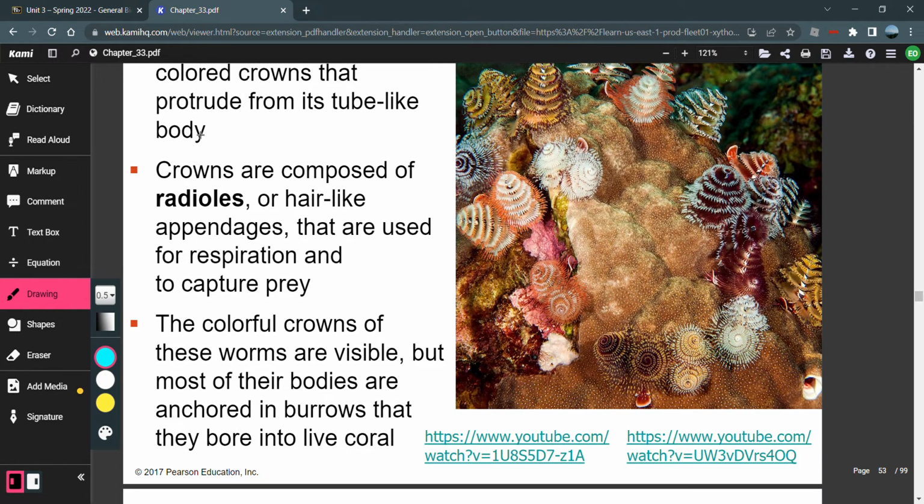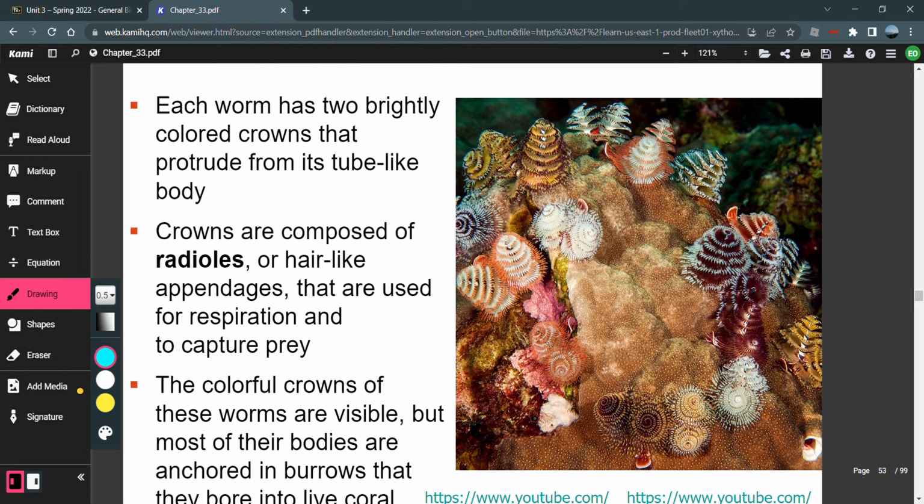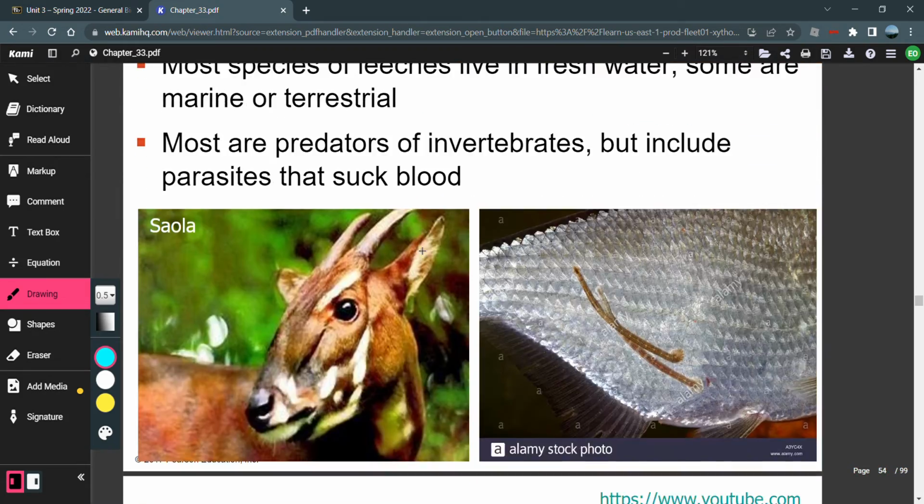The colorful crowns of these worms are visible, but most of their bodies are anchored in burrows that they bore into live coral. So inside this hollow coral, there's a worm, and it has little hair-like appendages called crowns, which are made of radioles, and are used for capturing prey and gas exchange.